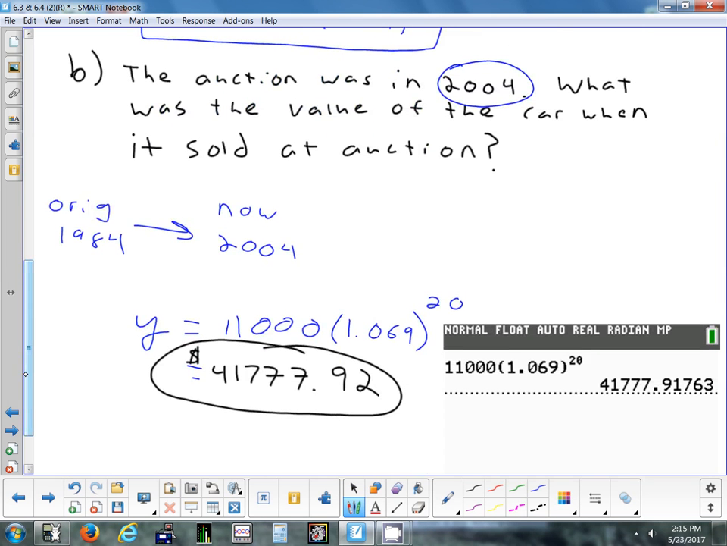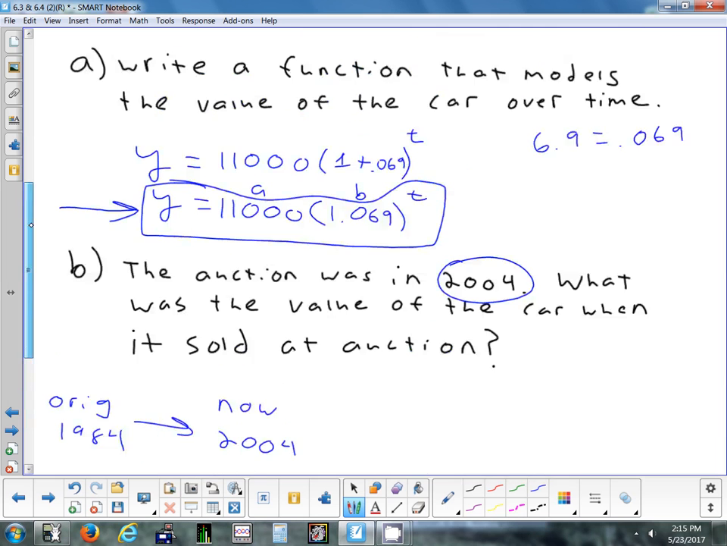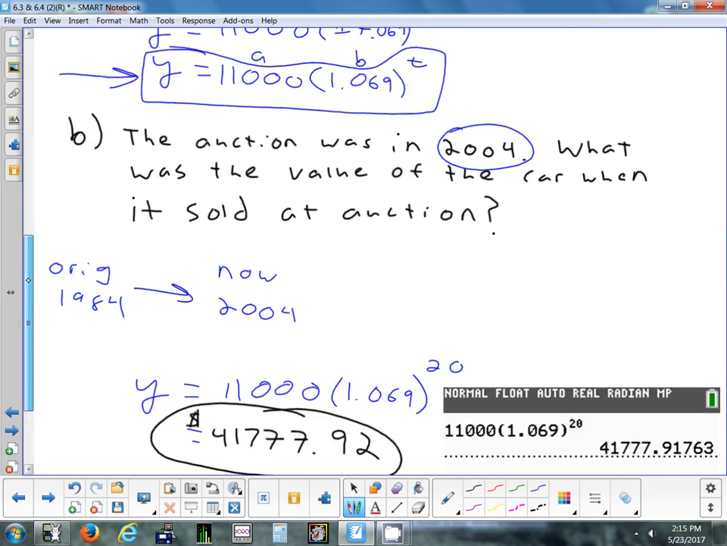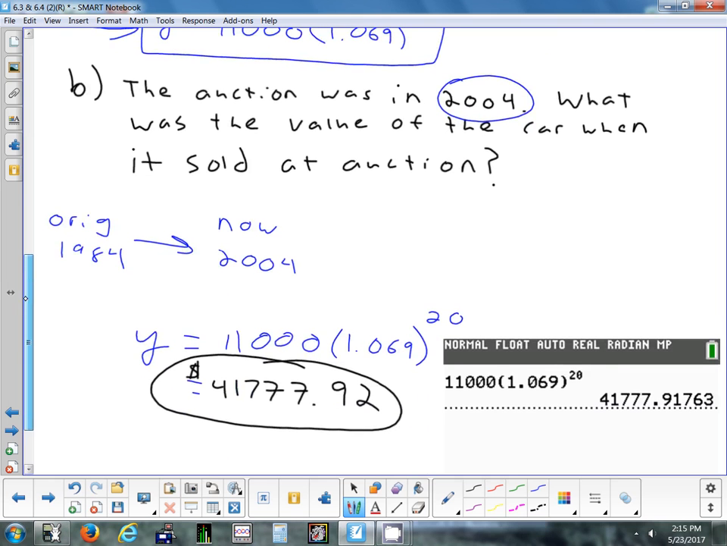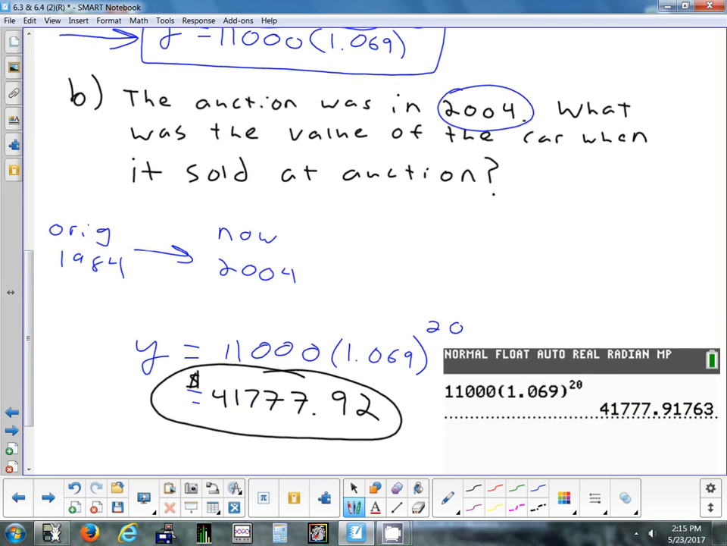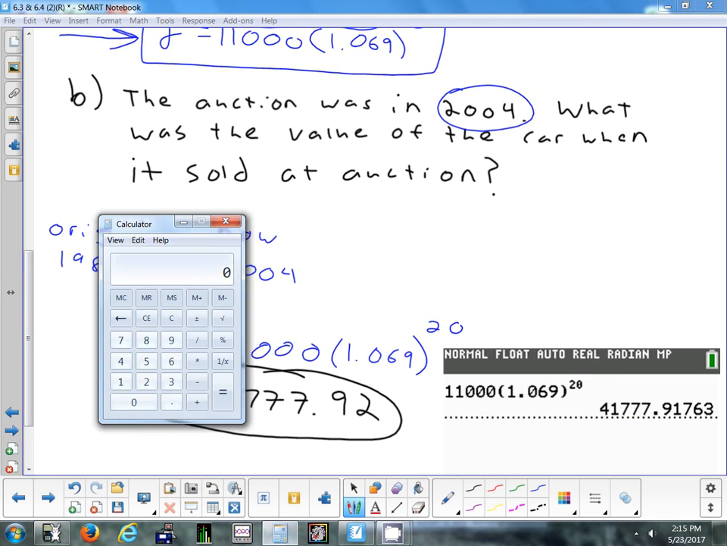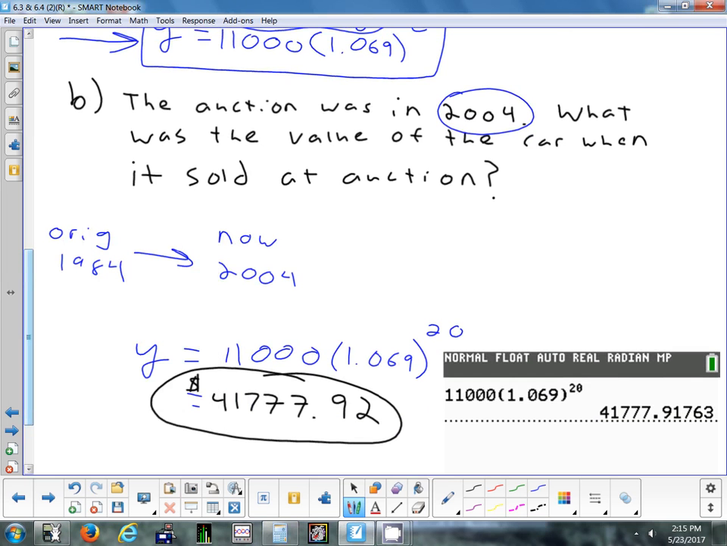Okay? So, any questions on that? So guys, sometimes all we might ask you to do is just, based on what the problem says, set up the function. Sometimes we may have you solve, depending on what the question is asking. Now, what if I asked you, how much more is the car worth now than what it was 20 years ago? How would you figure that out?